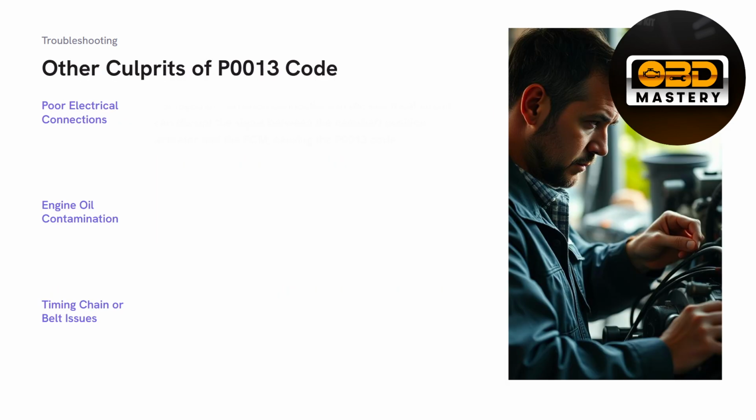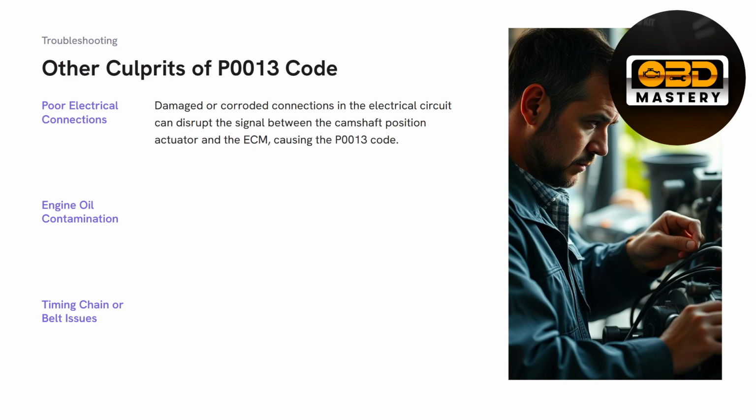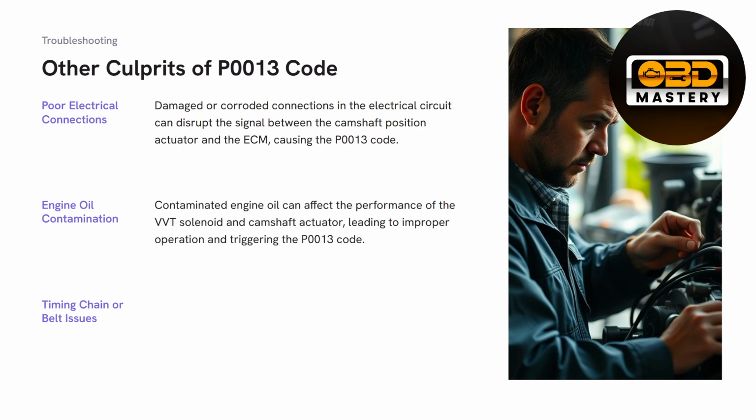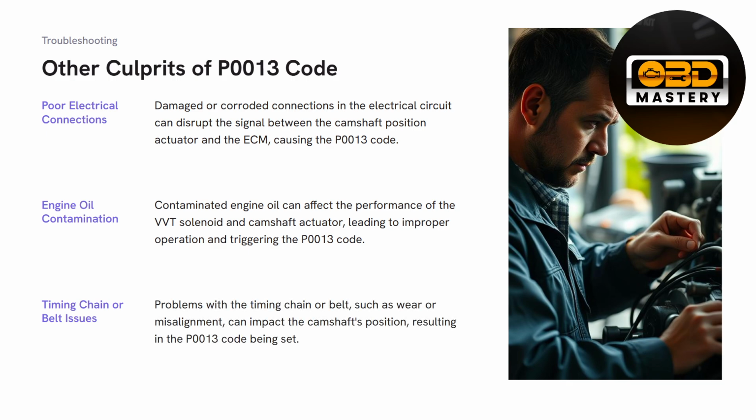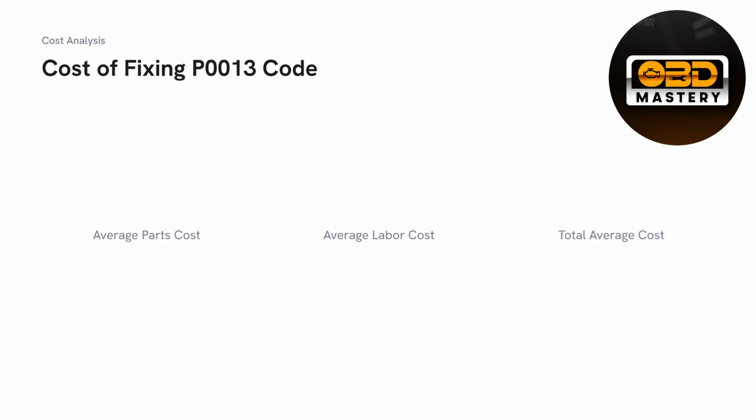Other culprits we've already mentioned: poor electrical connections disrupt the signal to the CPS and the ECM. Engine oil as well, so viscosity or water or whatever may be in the oil. Timing chain or belt issues is kind of a dreaded one, but wear or misalignment can impact the camshaft's position.